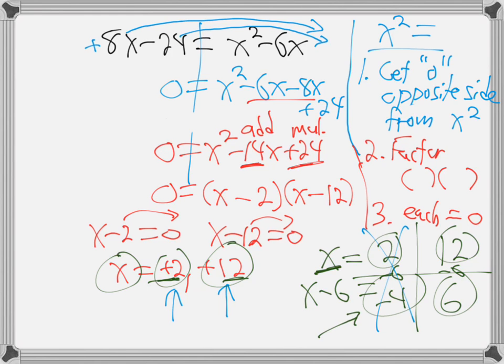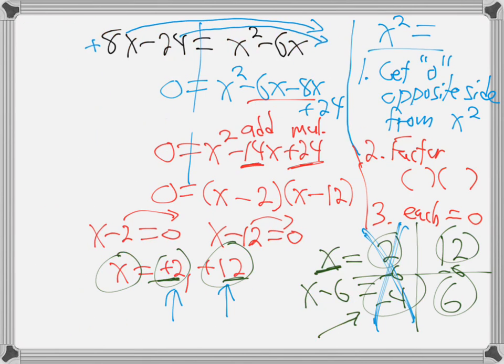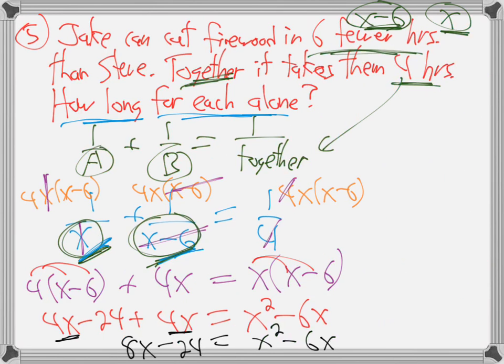Math is just running numbers going, these numbers work. Math doesn't know the real world. We got to keep our foot in the real world. So throw these out, both of them, because they go together as a pair, X and X minus 6. So what's the real pair? 12 and 6. X is 12, and take 6 away from that. 6. 12 and 6. Now, which one's Jake and which one's Steve?